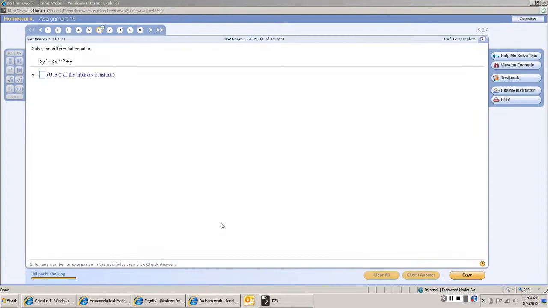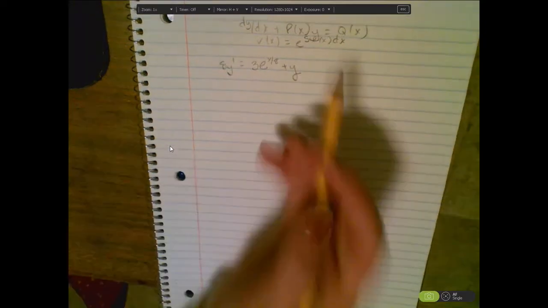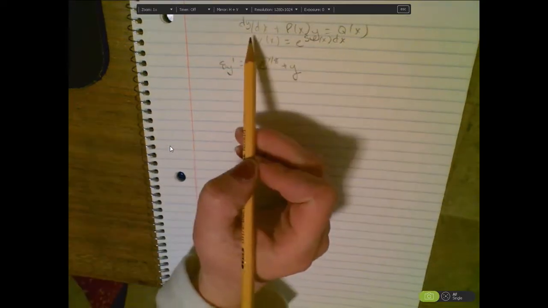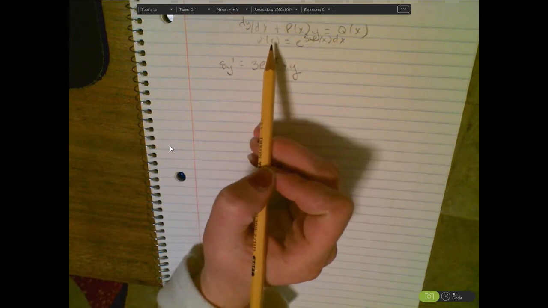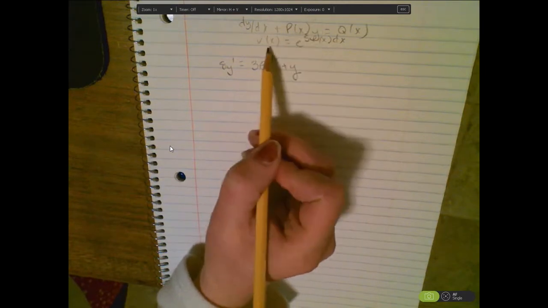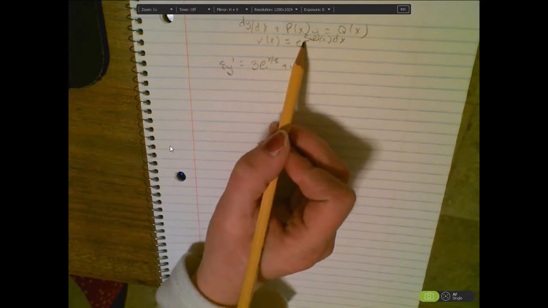Okay, we're doing an example from 9.2 on how to solve a differential equation. And you need to know two main formulas. First, the standard form for a differential equation, which is dy/dx plus p of x y equals q of x, and then this v of x term, which is e to the integral of p of x dx.